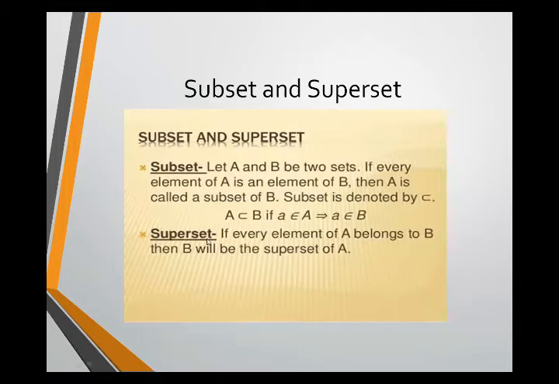The next one we have is superset. If every element of set A belongs to set B, then B will be the superset of A. It means that in the above example, if A is a subset of B, then B is a superset of A.